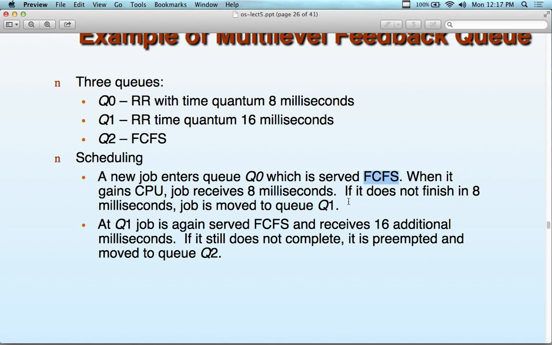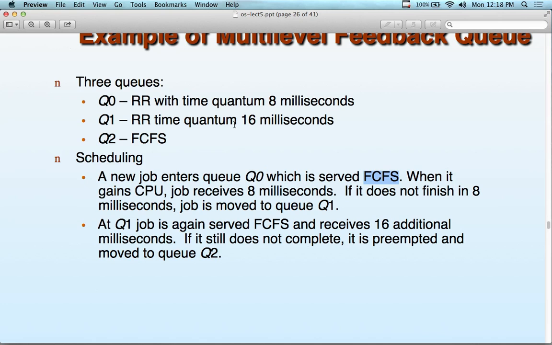If it doesn't finish after the 8 milliseconds, then the job is moved to Q1, where you're going to get longer time. That's actually automatic aging, because the longer it sits in the system, as it goes through the different queue levels, it's getting more quantum time. It's getting a higher priority of the CPU, because from 8 it moves to 16.